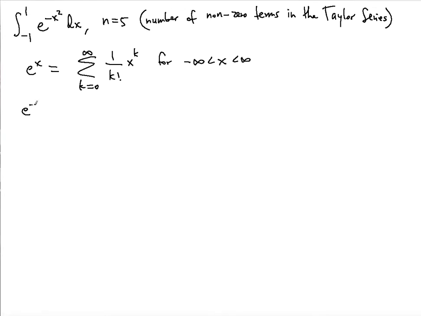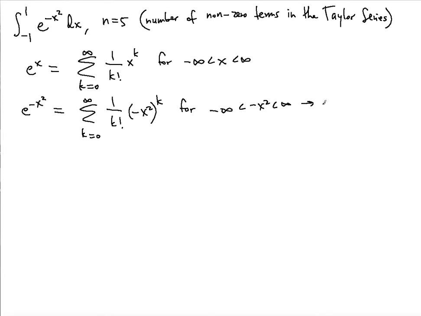So we know that e to the negative x squared can be found using this series, except that we're going to alter the x here. We're going to replace the x by negative x squared. Right, so negative x squared will be raised to the kth power. And that's going to be true for negative infinity less than negative x squared less than infinity, which means that if you rework this algebraically, you will get the same convergence interval as before, for all x values.